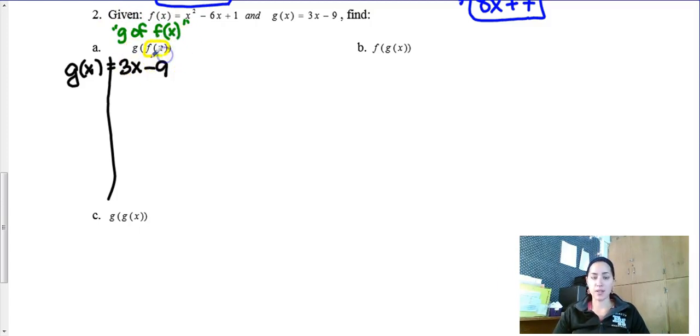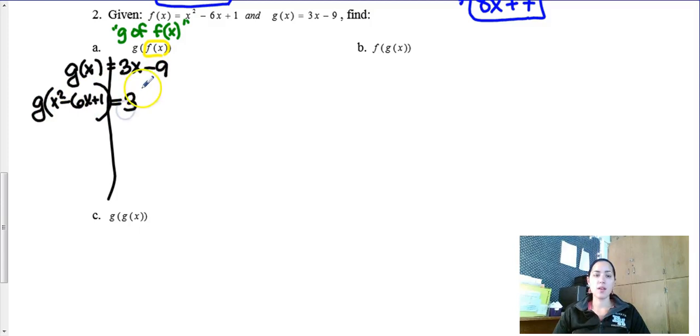I don't have to guess at what f is. I'm told. Check it out. F of x equals x squared minus 6x plus 1. So this is what's getting plugged in. To keep track of that, I'm going to write G of x squared minus 6x plus 1. So now I have something visual on my paper that tells me wherever I see x, this is what I'm plugging in. And then I follow this as my model.